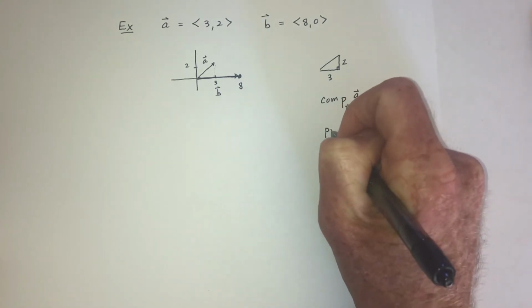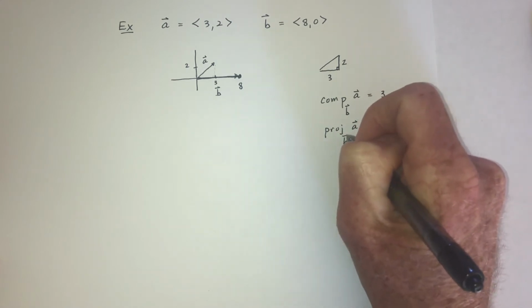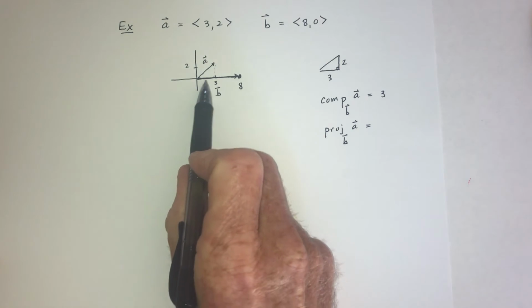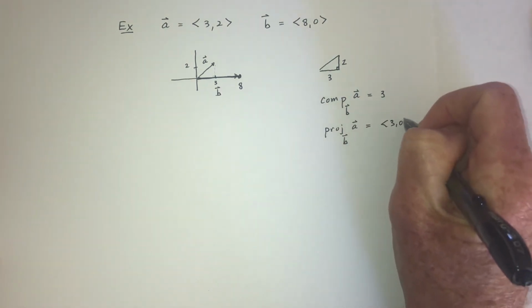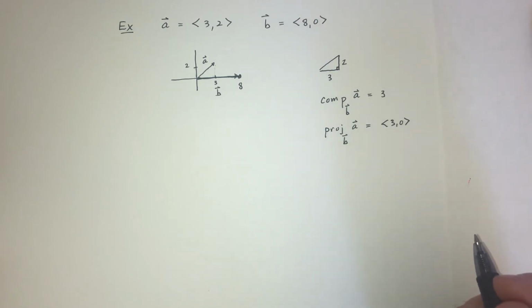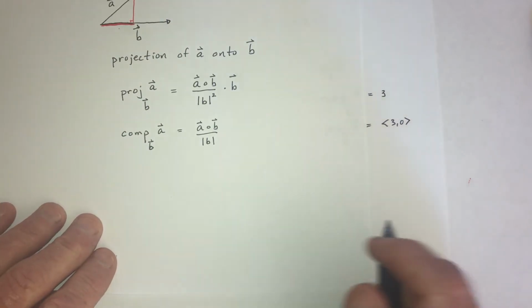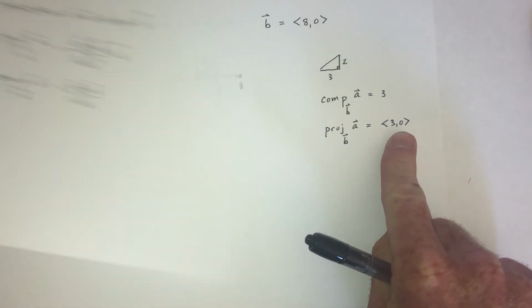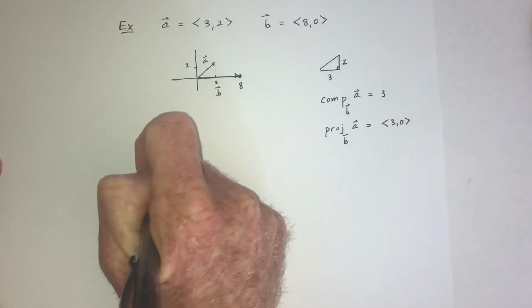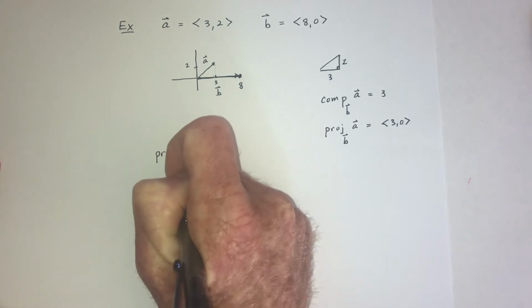And then as a vector, that would be the projection of A onto B. Now write this as a vector. That would be the vector 3, 0. Okay, so this one I didn't even need the formulas, but now let's do this problem with these formulas. So I'm going to do this part first, and I should get this as the answer. So the projection of A onto B.